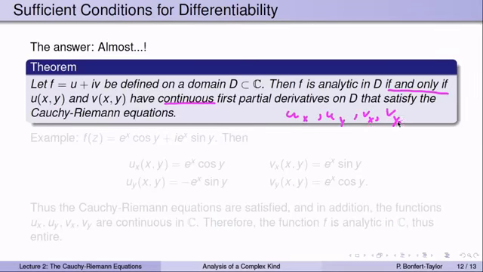It's a very subtle point, and this would mostly not be important for us. But one can actually find counterexamples. One can find a function that has these first partial derivatives and they satisfy the Cauchy Riemann equations, yet the function is not differentiable. And the reason is that there is a point where these functions are not continuous. But for now, let's look at an example.